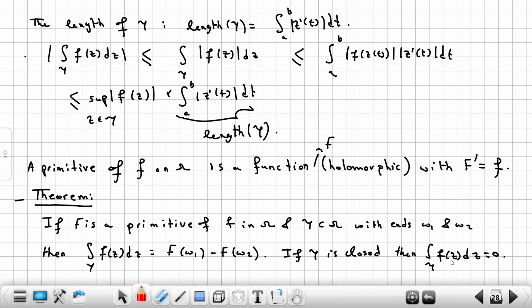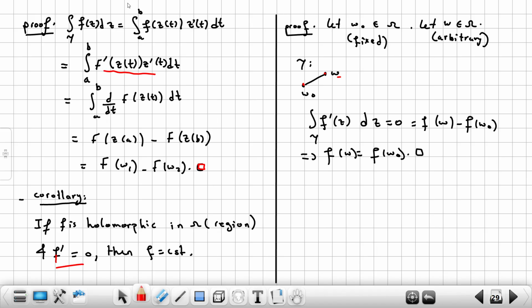Moreover, if gamma is closed, then the integral over gamma of f of z dz is equal to 0. This is clear why, since if gamma is closed, then w1 is equal to w2, and so F of w1 minus F of w2 is equal to F of w1 minus F of w1 equal to 0. The proof is very simple, as you see here.